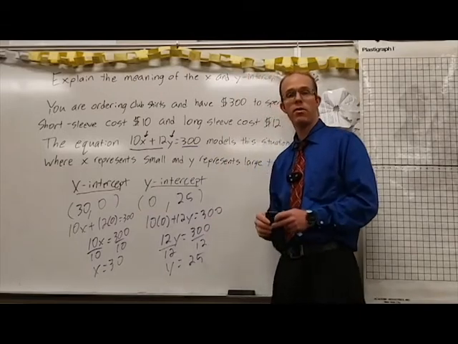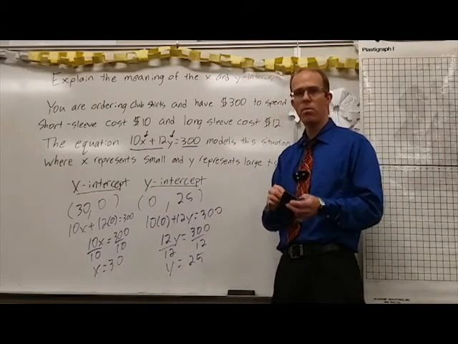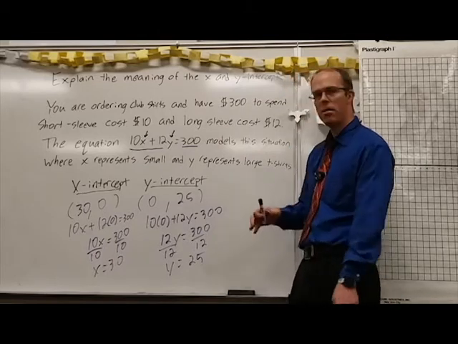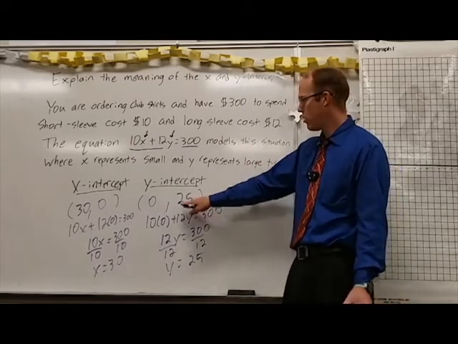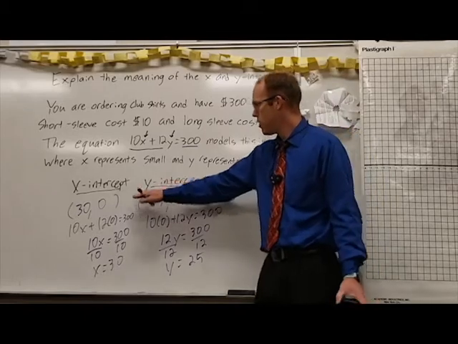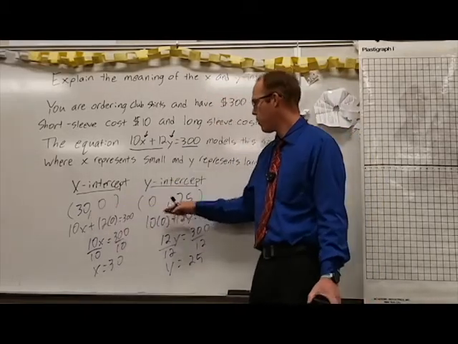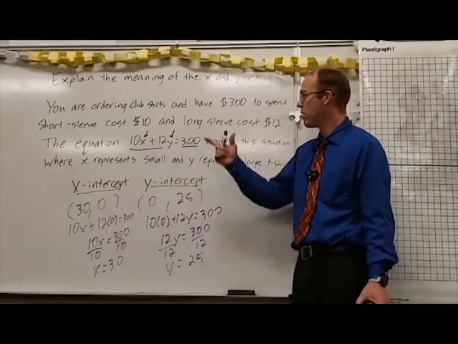If we wanted to find out some more, we could graph those and find some points along our graph where we might have a mix of small and large t-shirts. So this tells us some information for our choices, and that's how we interpret the x and y intercepts for this situation.